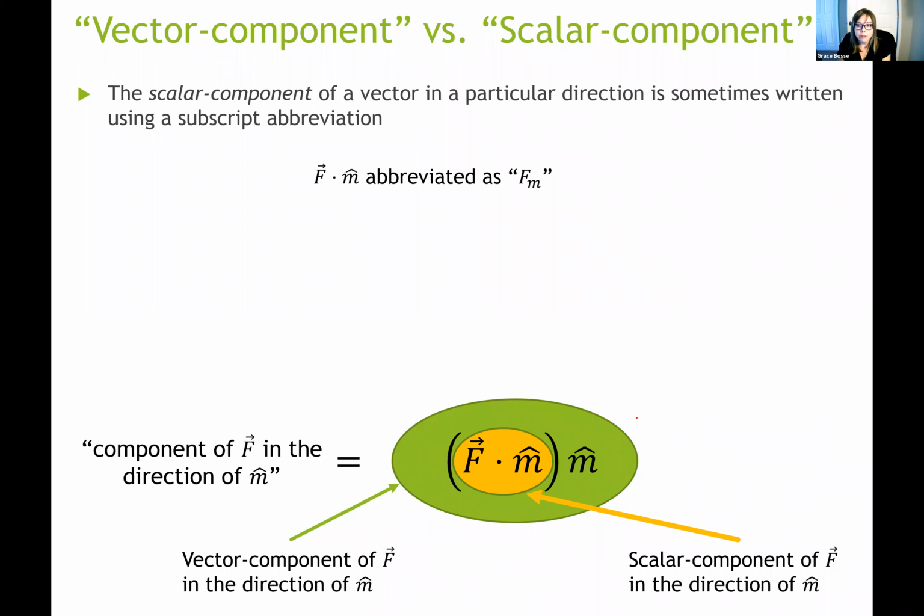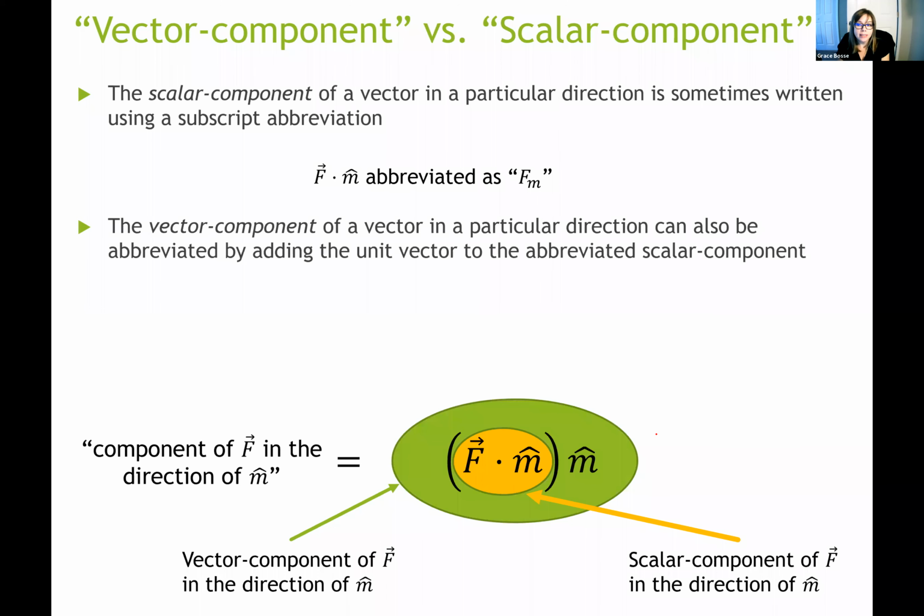So in this case, I was trying to find the component of F in the direction of M. So the abbreviation, instead of saying all of that over and over again, I could just abbreviate it as capital F sub M, where that F is the name of the vector I'm looking for the component of, and M is the direction that I'm trying to find that component in. So that's a common abbreviation you'll see over and over.